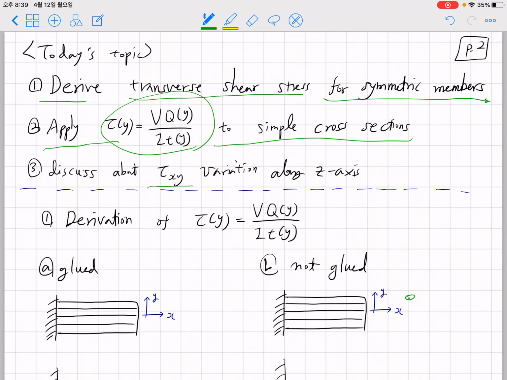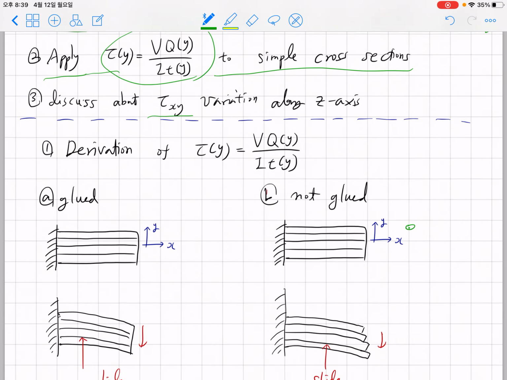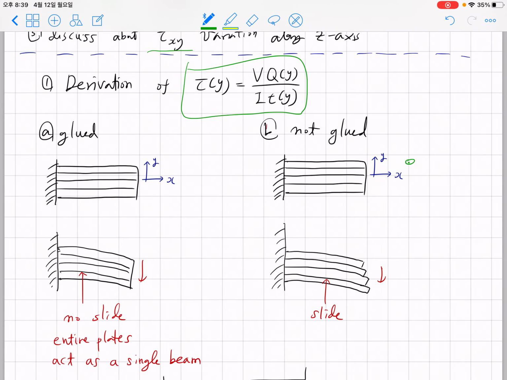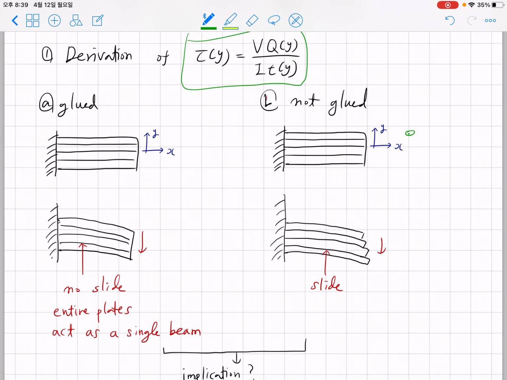Okay, so let's begin from the first topic, which is the derivation of this famous textbook expression regarding shear stress out of shear force V. So before talking about the mathematical derivation, let's think about some thought experiments. Suppose that we have a stack of thin films or thin wood piles. Then first you prepare this wood pile by gluing every interface like this, and then you do this push at the tip of this beam.